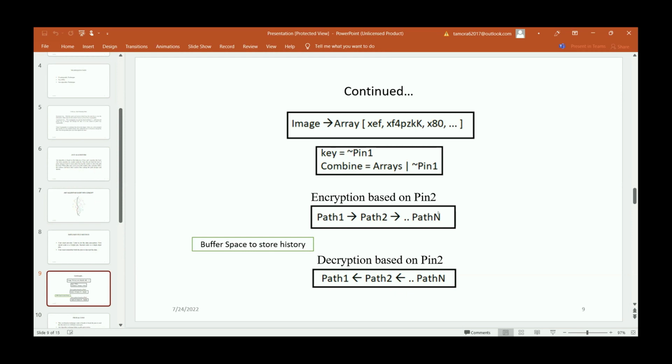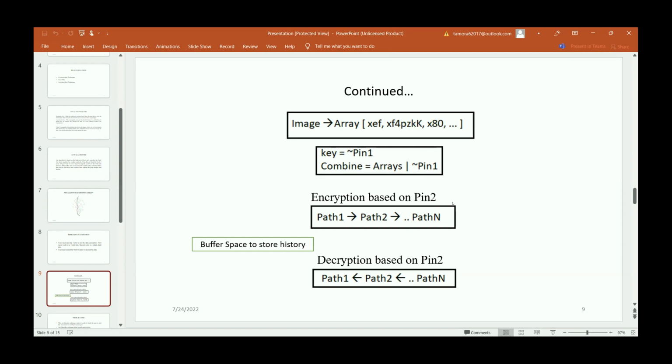Next comes the pin 2. Here comes the pin 2 work. As I mentioned, if I am a user of the algorithm, I need not worry about what pin 2 does, because it is just a pin the user has to remember. But internally, to make the algorithm stronger, it has been designed in such a way that the depth or length of the path is matched with pin 2.